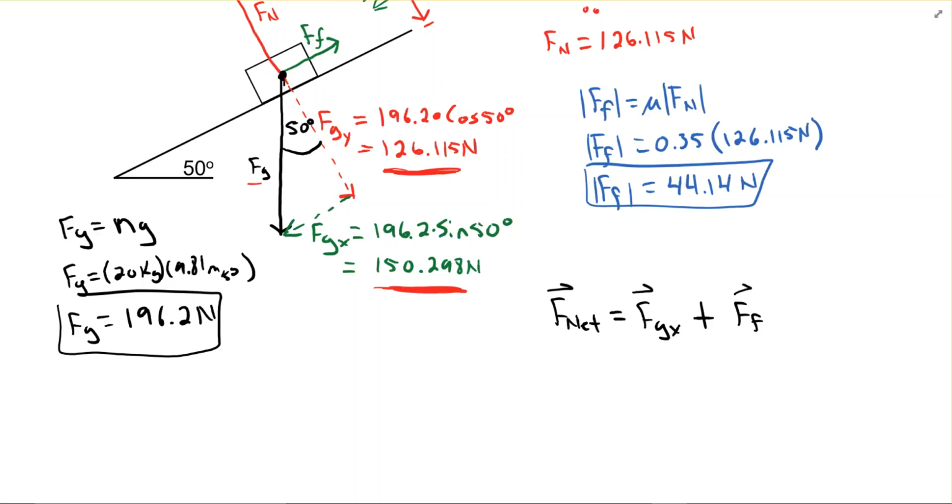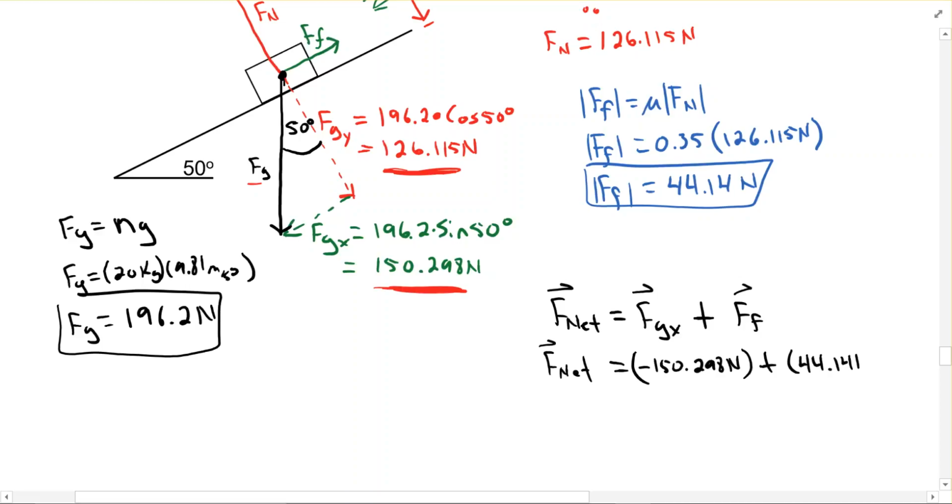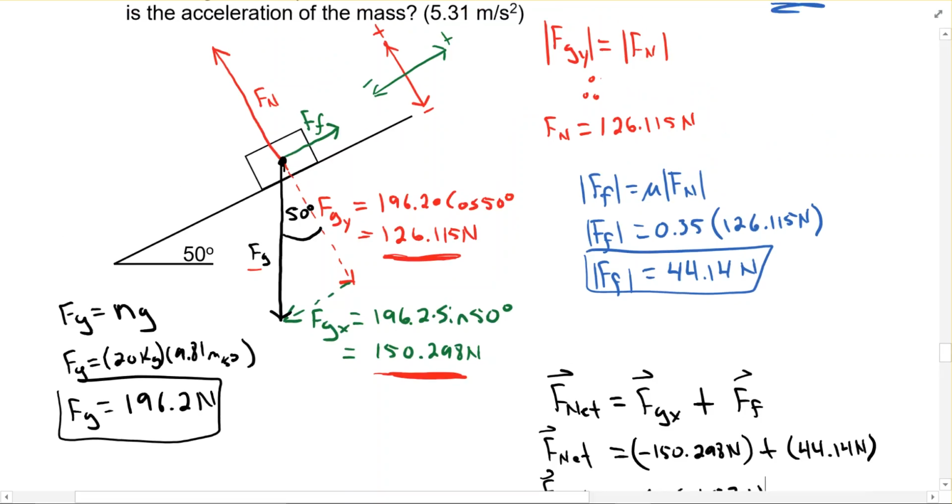So F net is going to be 150.298. We called that negative, right? So that's going to be negative 150.298. It's going down the slope, right? Plus our force of friction, 44.14 newtons. So F net is going to be 106.158, and it'd be negative, right? It's going down the ramp is all that really means, newtons. Okay, we're almost there, I promise.